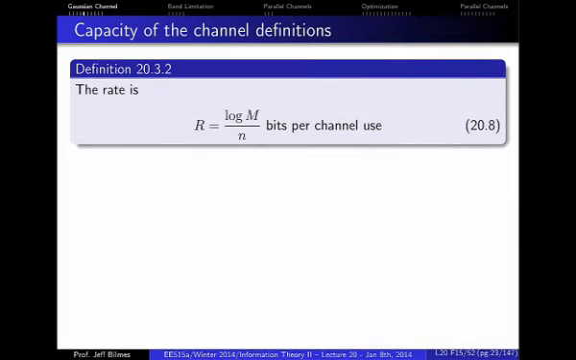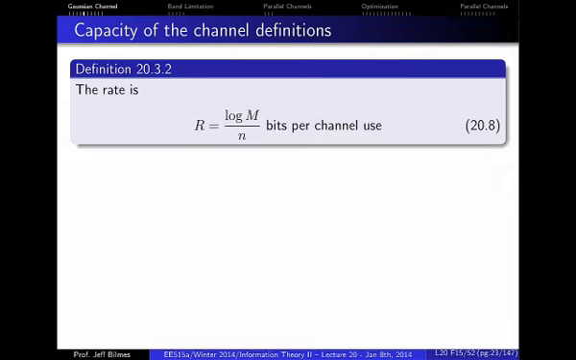The notion of rate is the same. It's basically the total number of bits that we need to specify one of the m messages, which is log m, the total number of bits divided by the number of channel uses. So the rate is again specified in number of bits per channel use.